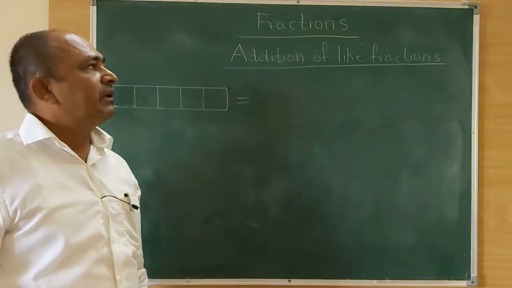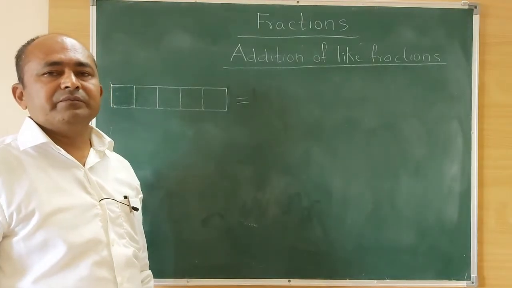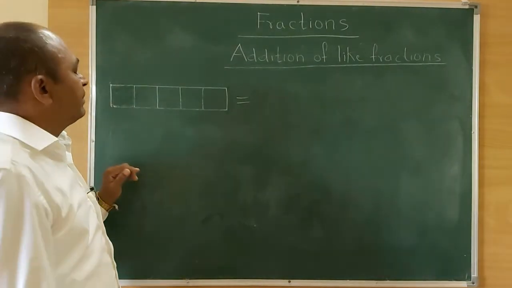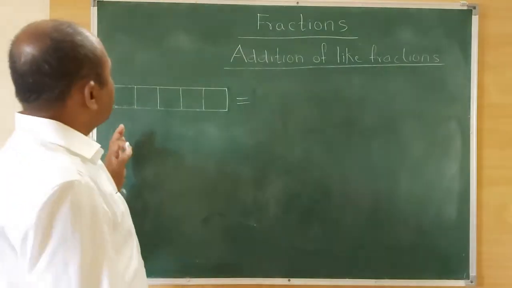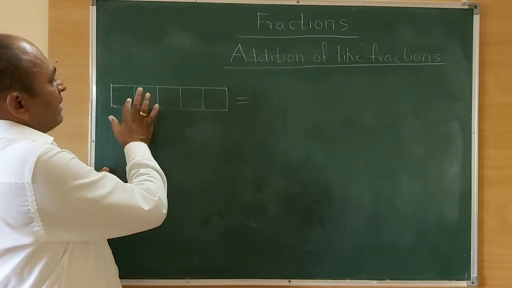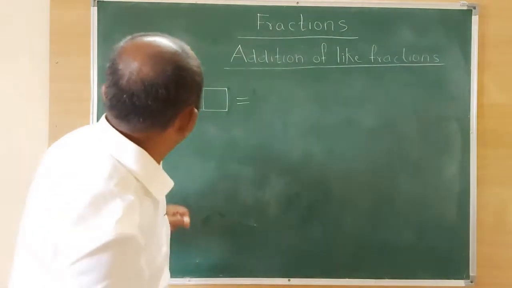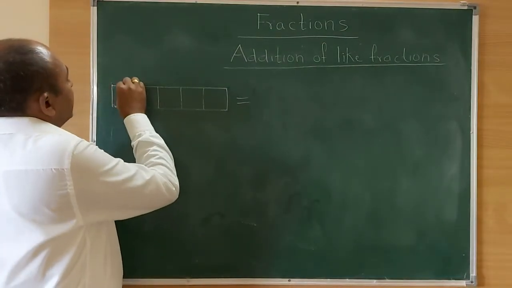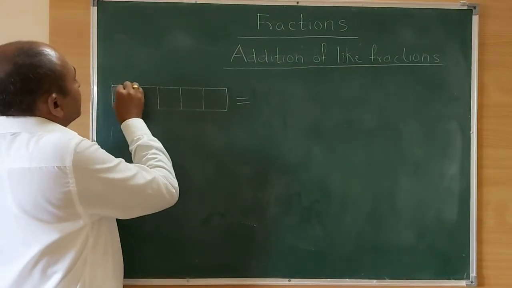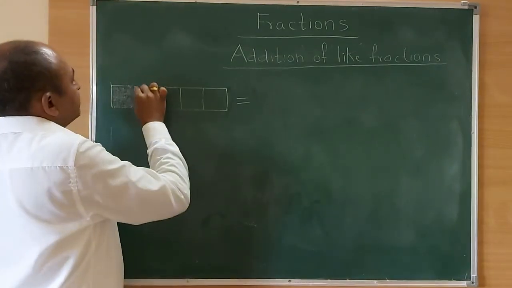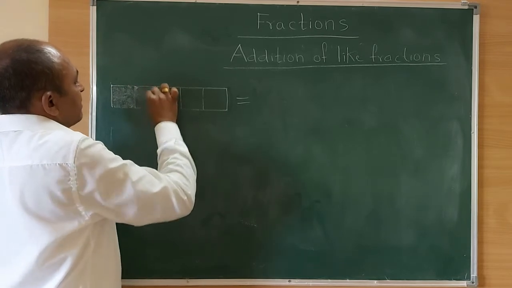Now we will learn about addition of like fractions. First I will explain the concept with one example. Here one strip is divided into 5 equal parts, and out of those 5 parts I will color 3 parts. I will shade it with some colored chalk.